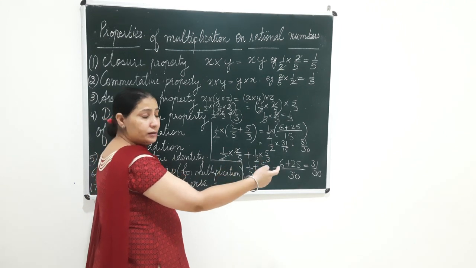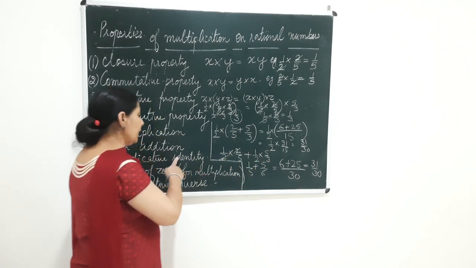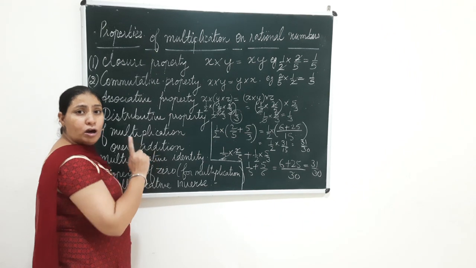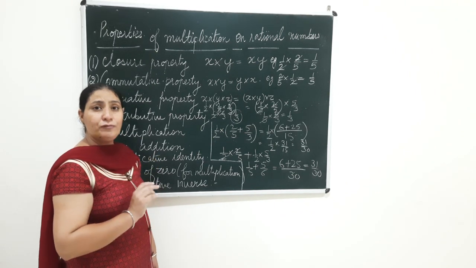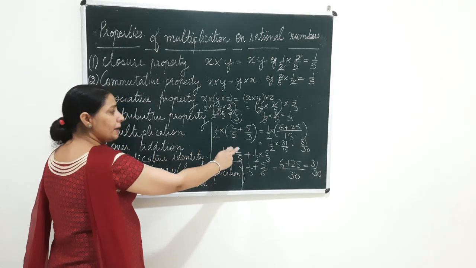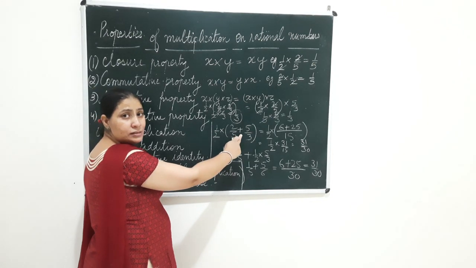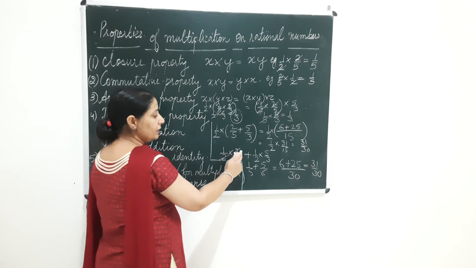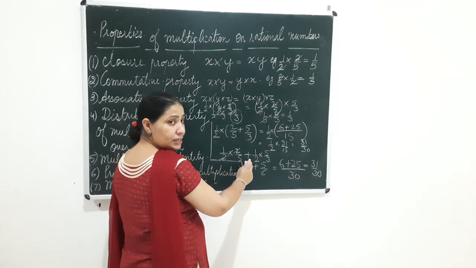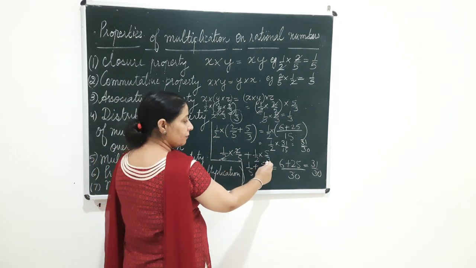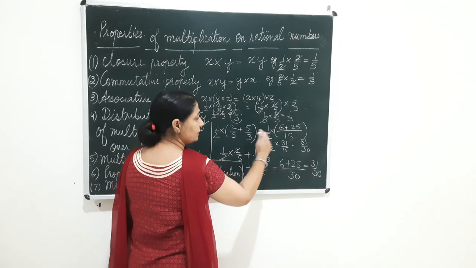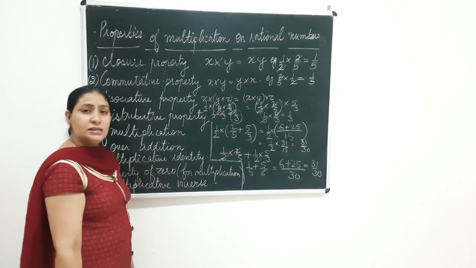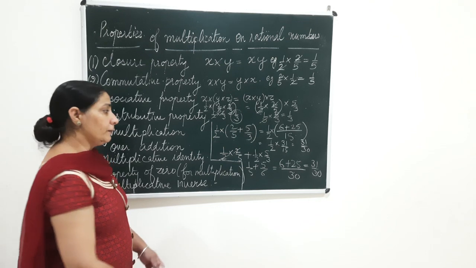You distribute it, but this property holds only in addition, beta. It will not hold in subtraction. You just have to keep in mind that if you have a plus sign here, then only this property will hold. Otherwise, it will not hold. So 1 by 2 multiplied by 2 by 5 will be the same as 1 by 2 multiplied by 2 by 5, plus 1 by 2 multiplied by 5 by 3. You got the same answer as you got in the first case. This is the distributive property.